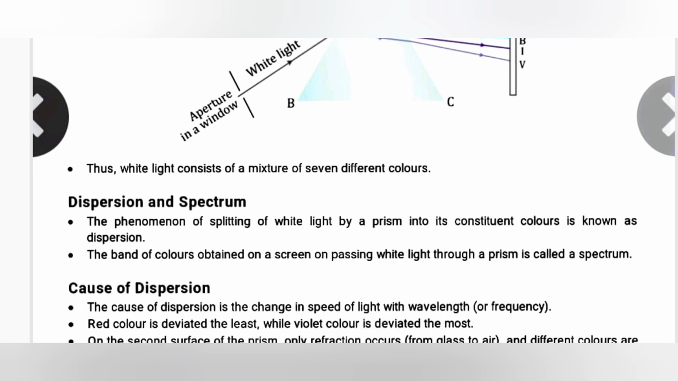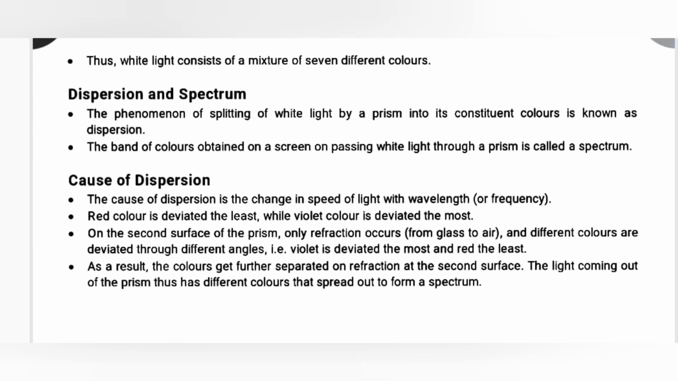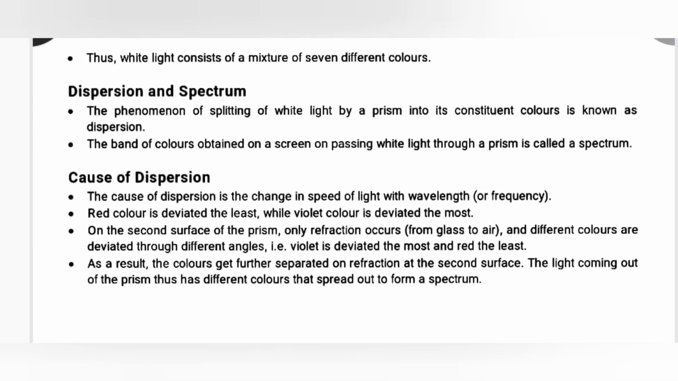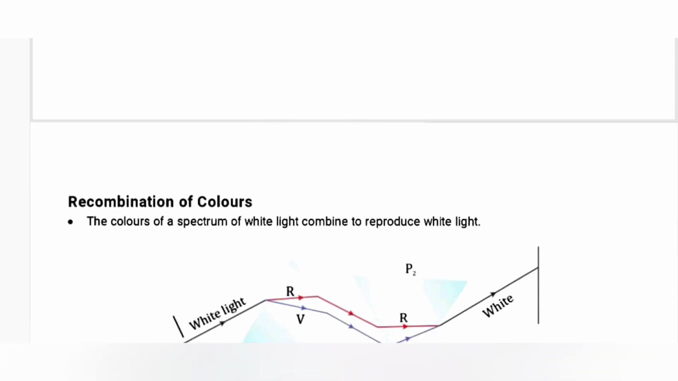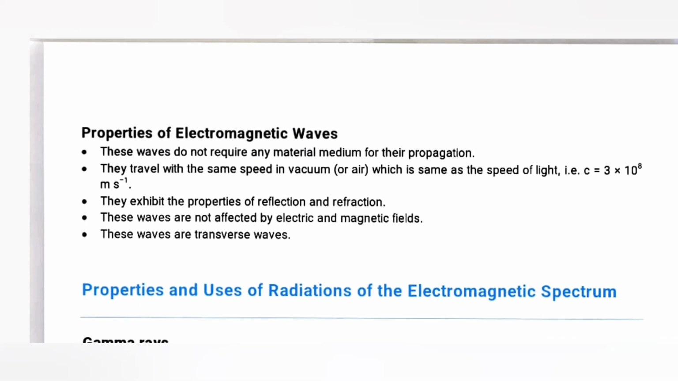The band of color obtained on the screen on passing white light through a prism is known as spectrum. The dispersion is caused due to the change in speed of light or frequency. Okay, so the next one is properties of electromagnetic waves.